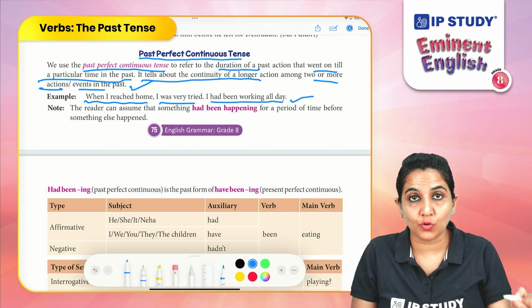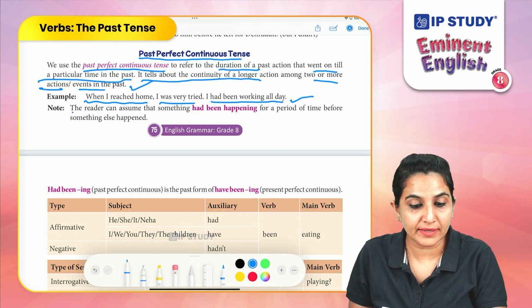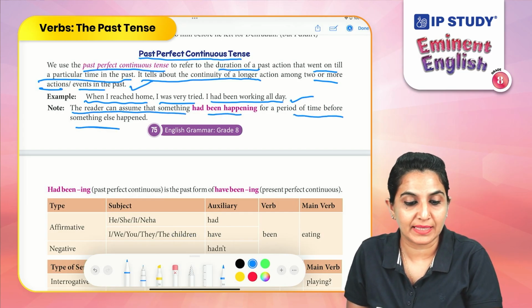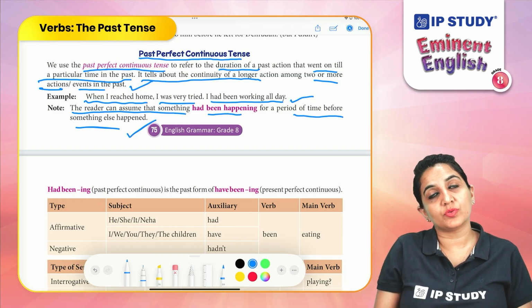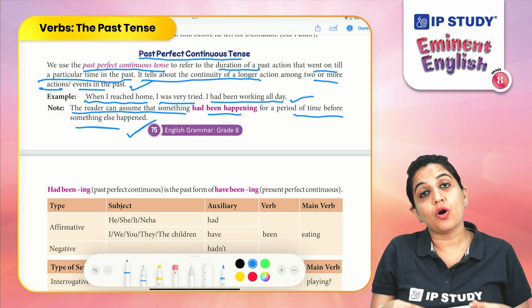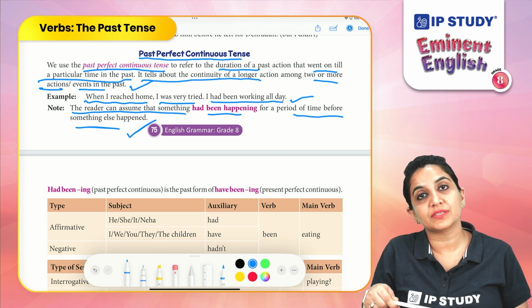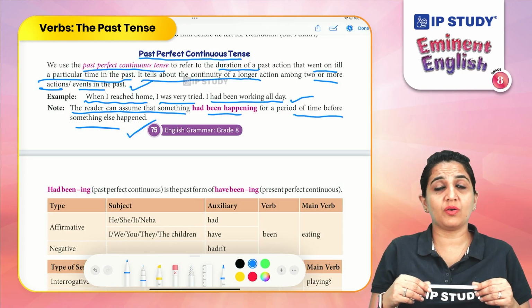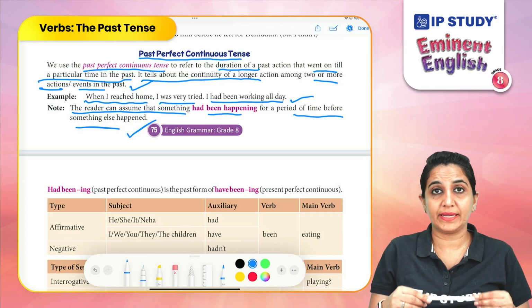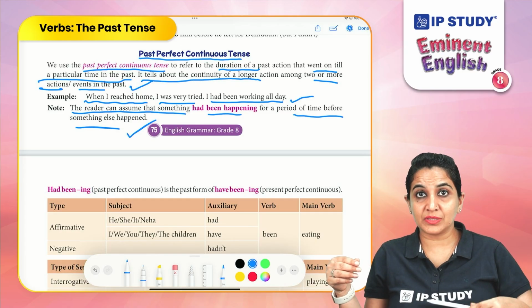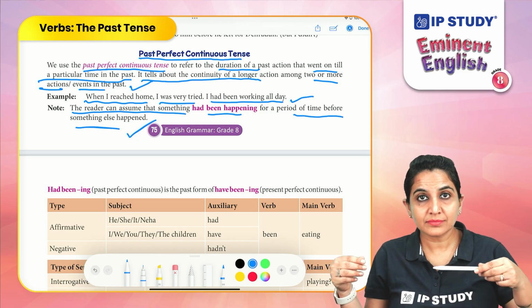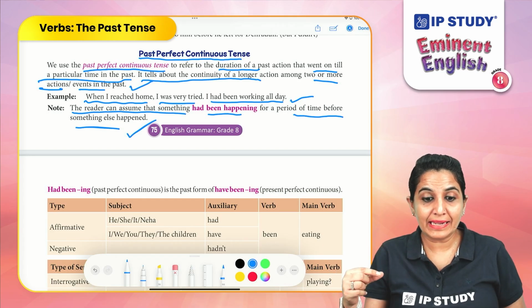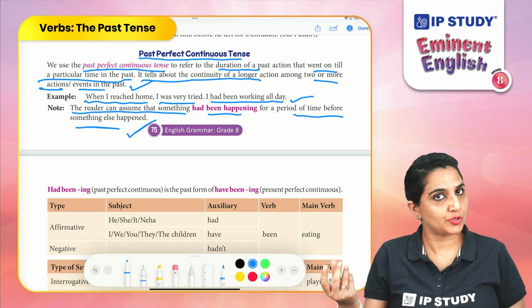So, when I reached home, I was very tired. The reader can assume that something had been happening for a period of time before something else happened. That means it also tells us the sequence of action, but it was continuously happening. So when I reached home, I was very tired because I had been working all day. So at that time, the action of working was happening continuously over a period of time, till the time the person reached home.